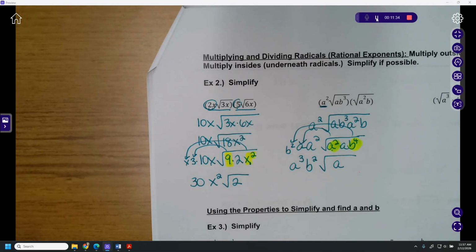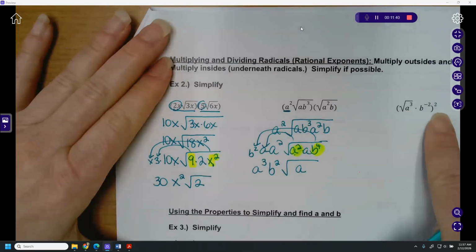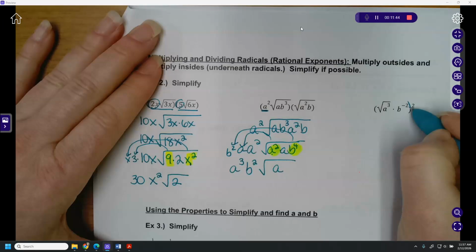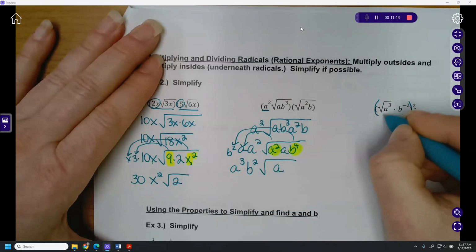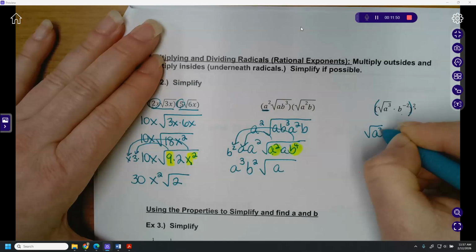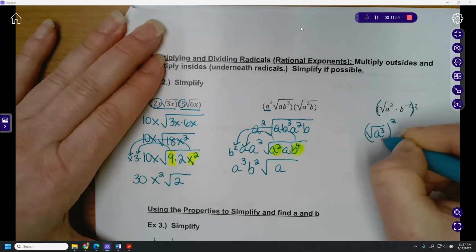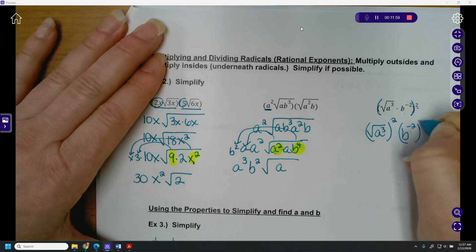All right, let's take a look at a power to a power situation. This is kind of interesting because I have exponents here, but then I have this radical here. First thing I notice is I have two things raised to the second. So I'm going to separate that and apply that second power to both the square root of a cubed, and then also to b to the negative second.